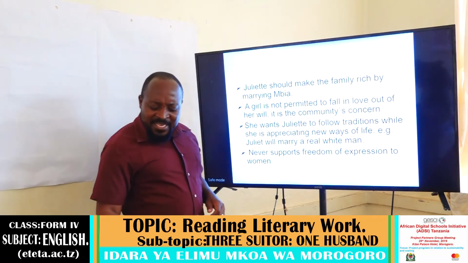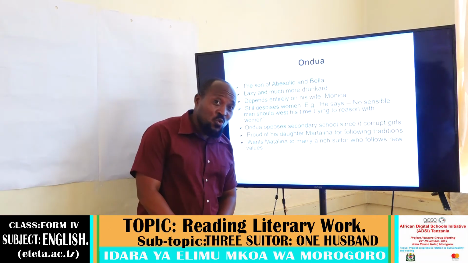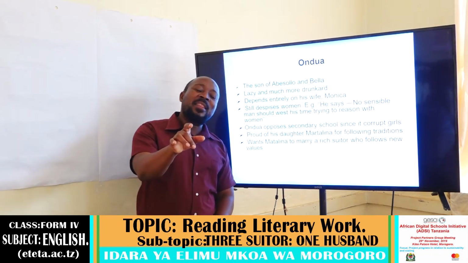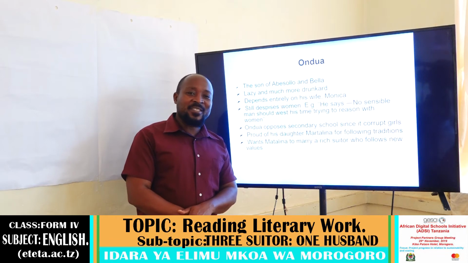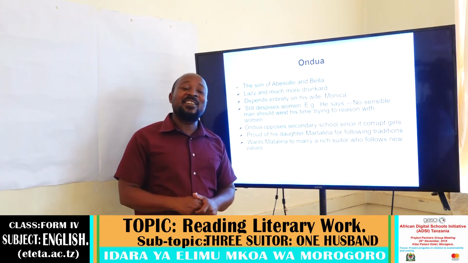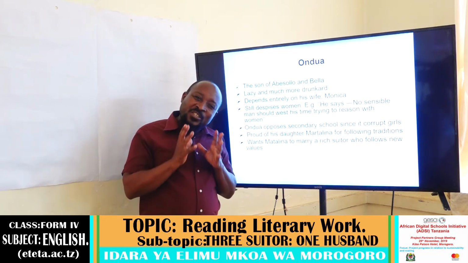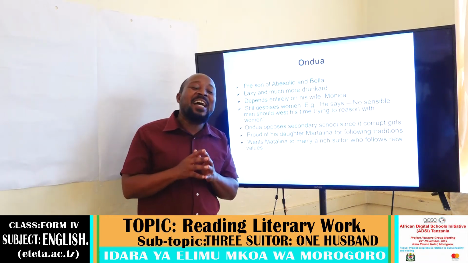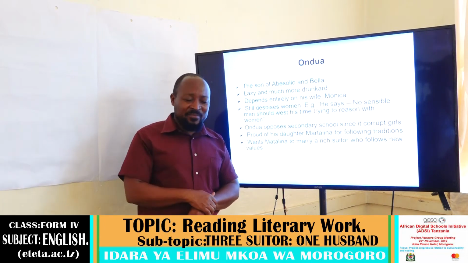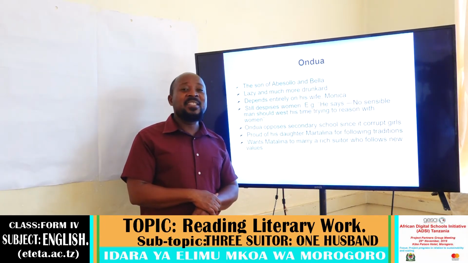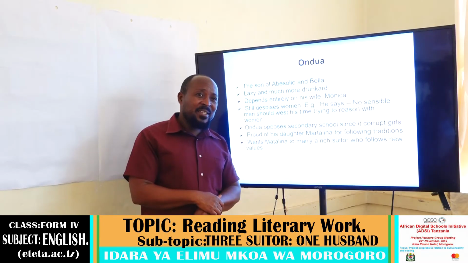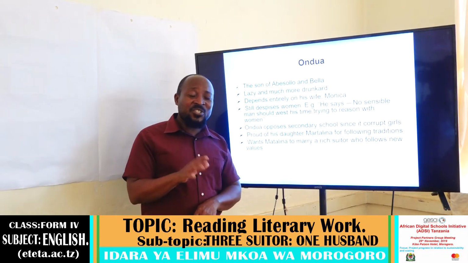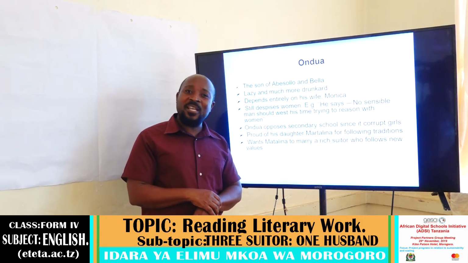Yeah. Now the next person we are going to check is Ondua. Ondua is the young brother to Atangana. In other words, he is Juliet's uncle. One of the main characteristics which identifies Ondua is being a drunkard. All the time, drinking is the habit of Ondua. All the time, he likes drinking. No more, no less.